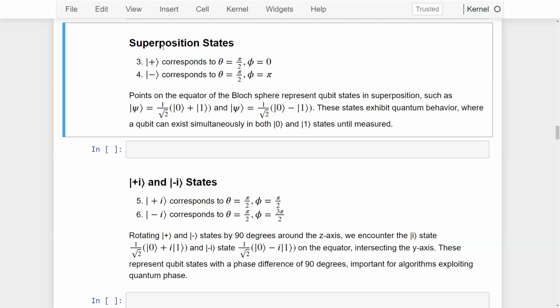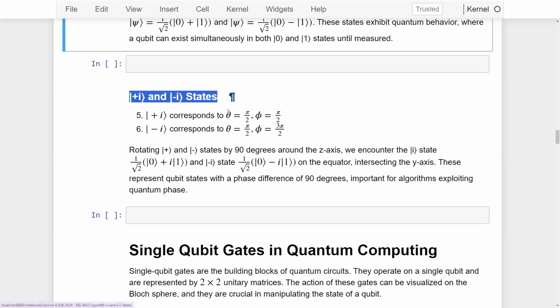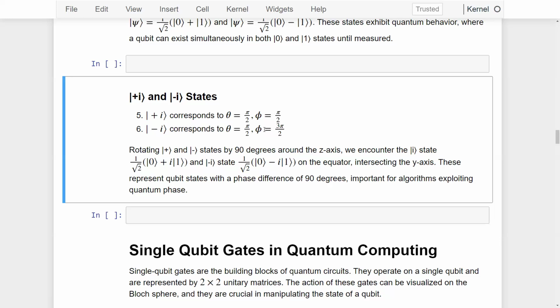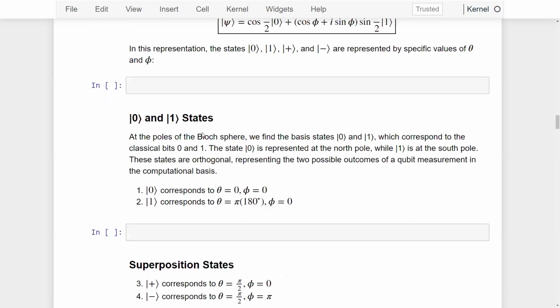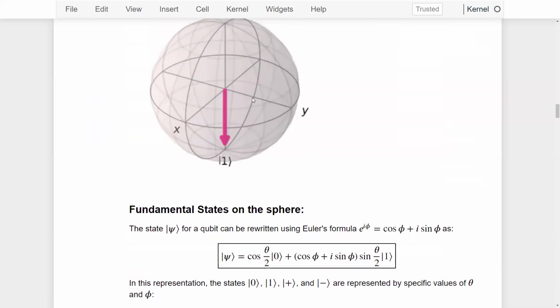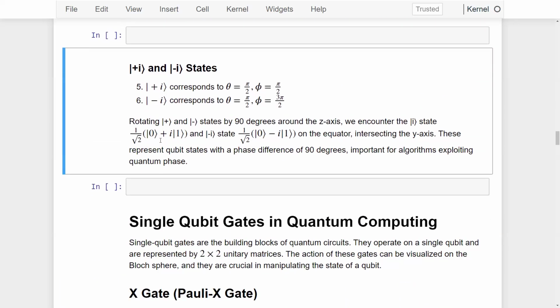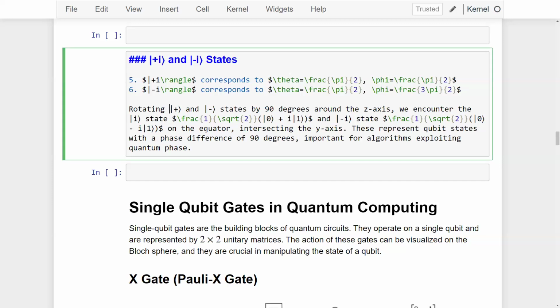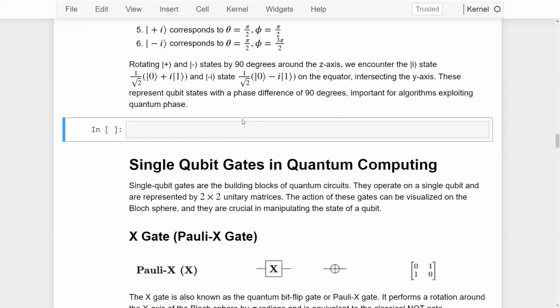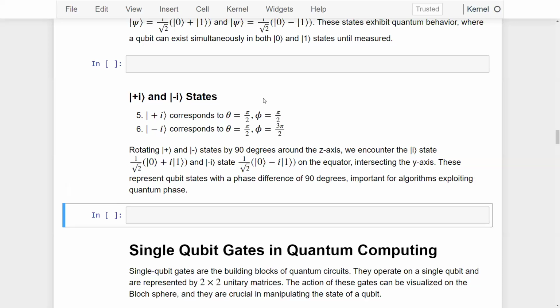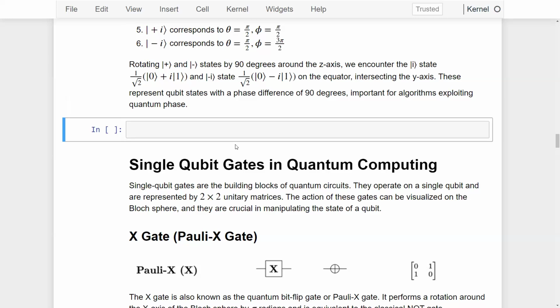This is the second important pair of states, and the last one is plus i and minus i. Again, using these values, you can find that this third pair is located on the y axis. The positive direction of y is plus i, and the other is minus i, and their formulas are given by this. The plus i state is 0 plus i, the imaginary unit, times state 1, and the minus i state is 0 minus i times 1. So three pairs of fundamental states form the Bloch sphere.